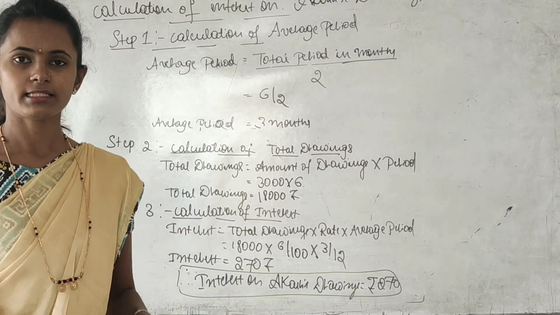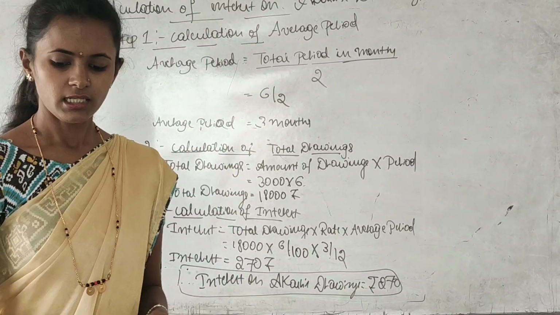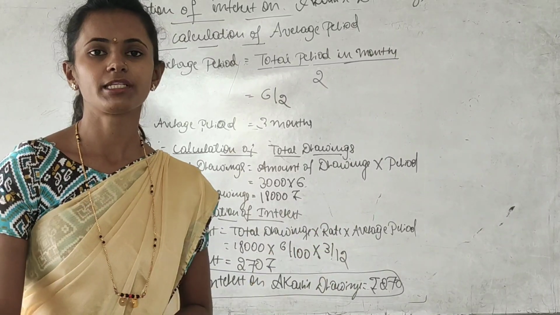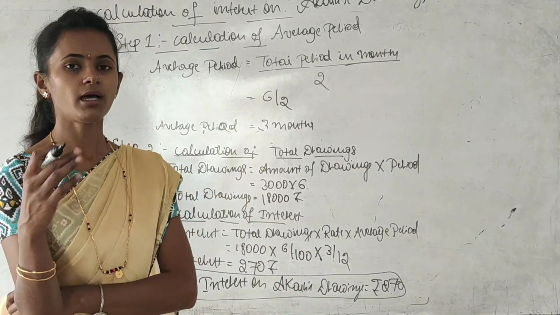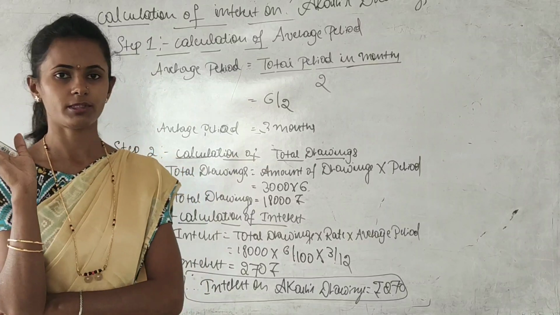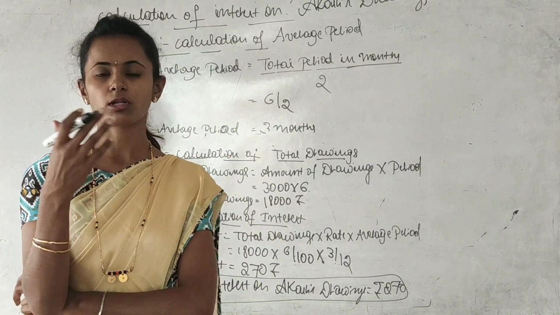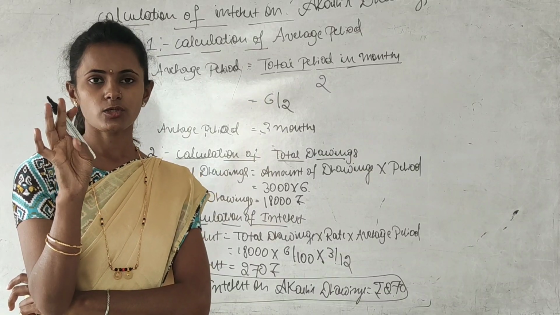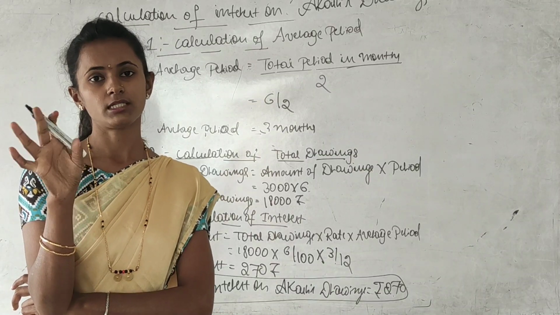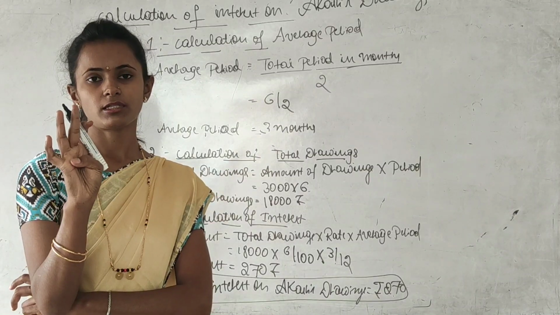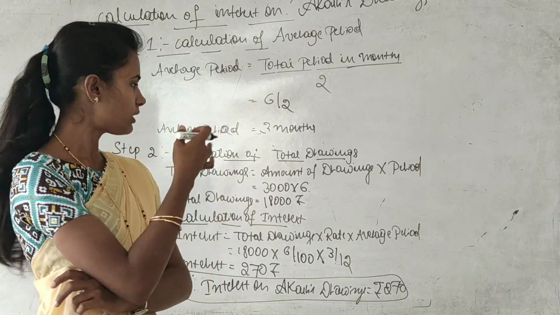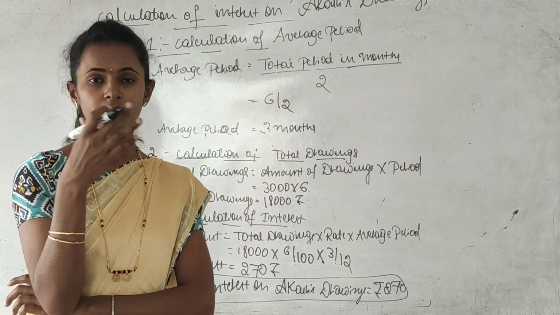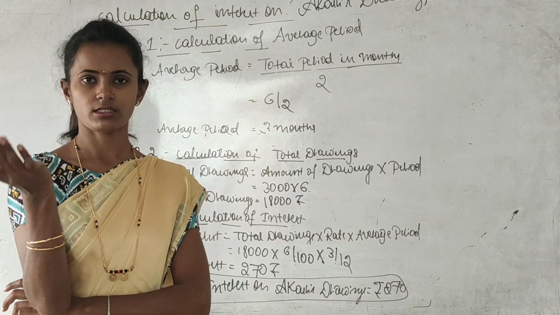Okay, is the problem clear to you? Yes, this is all about the average period method. This is all for the average period method problems. We have come up with 3 problems under the average period method. So on interest on drawings, they may ask you for 6 marks, either the direct method, the product method, or the average period method. Out of these three methods, they may ask for one method for 6 marks.